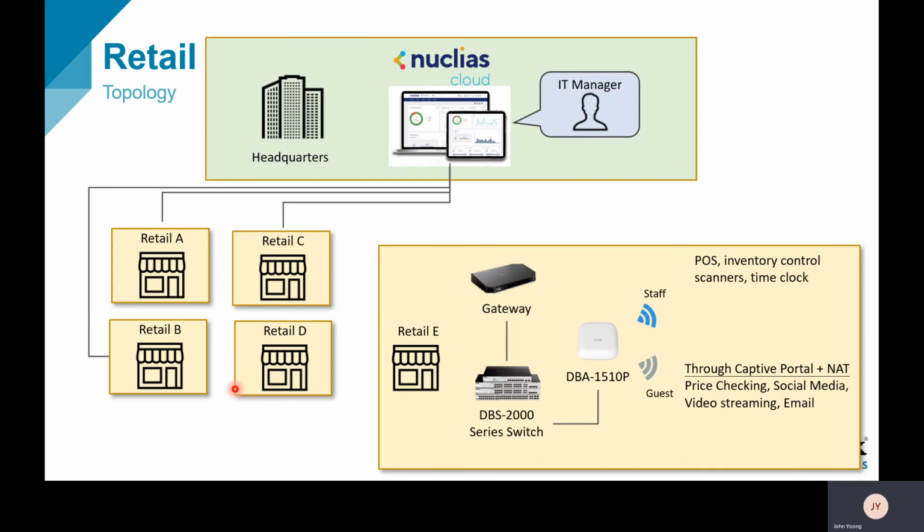Okay, so by using our DBA series, the AP, we have a captive portal plus NAT. We can provide the guest their own DHCP server. The guest, once connected to this network, will not be able to interrupt your main network at all. So it's very secure, okay? And we also provide a new subnet for the guests so they can do price checking, social media, and video streaming also.